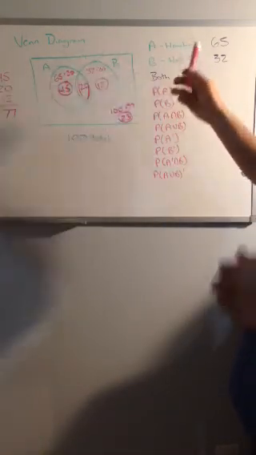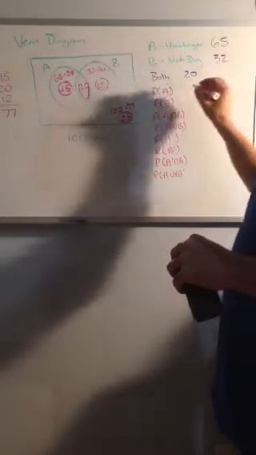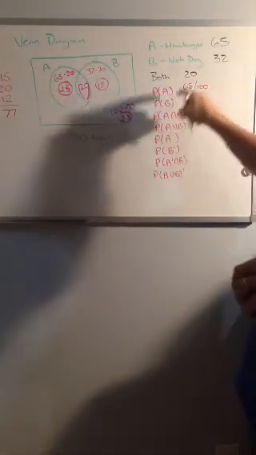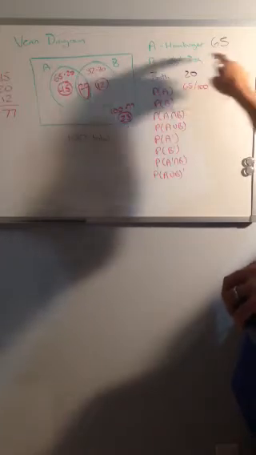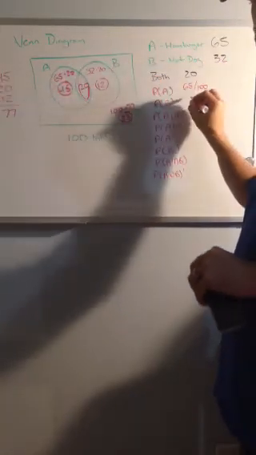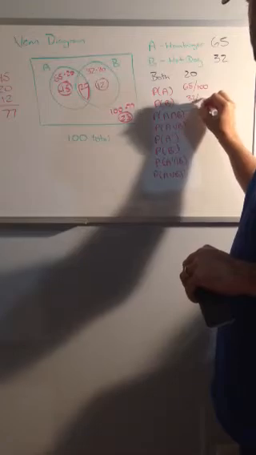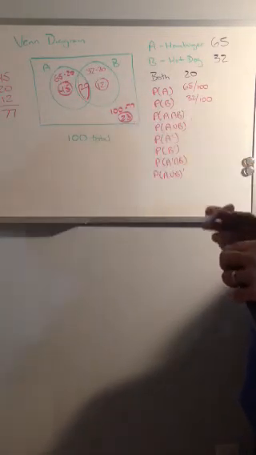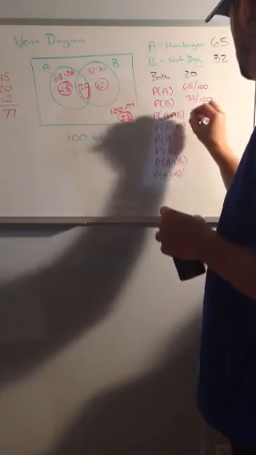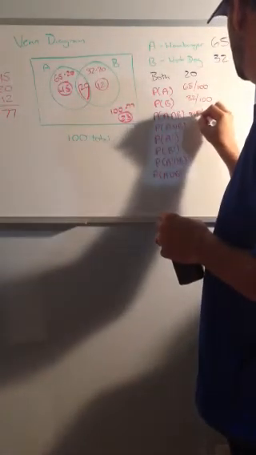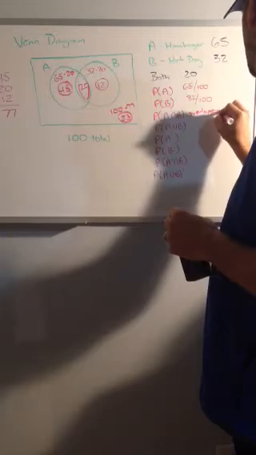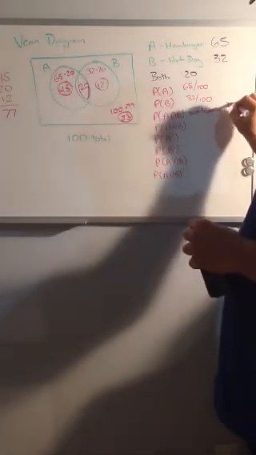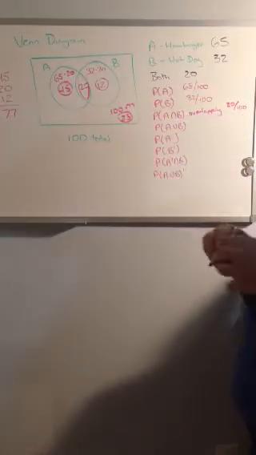people that like hamburgers. Okay? Well, that's 65 out of 100. Probability B, people that like hot dogs, that's 32. I've got 32 people liking hot dogs out of 100. Probability of A and B, okay? This is our overlapping. So the part that overlaps there in the center, 20 out of 100 people like both.